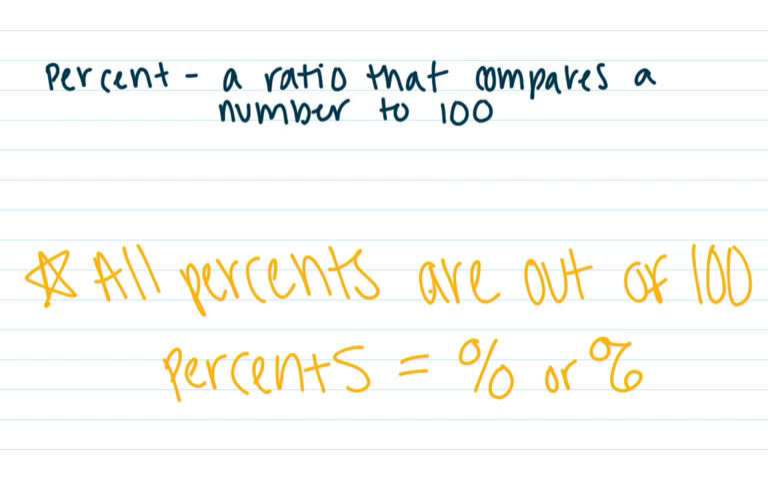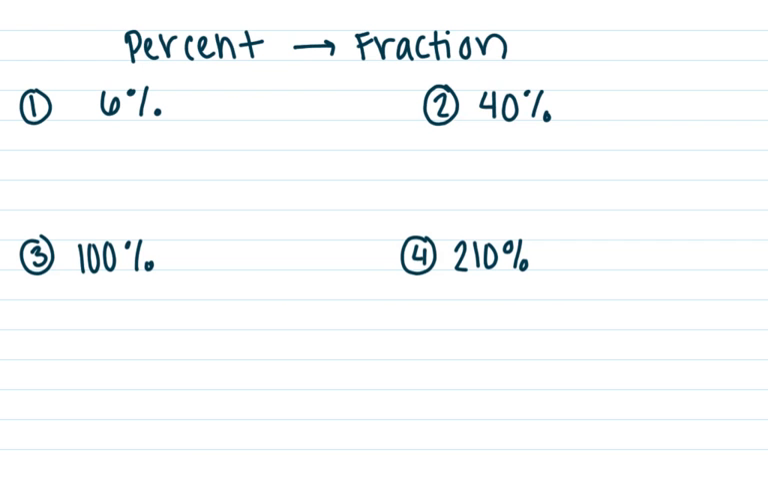So let's go ahead and talk about our specific lesson today, which is taking percents and turning them into fractions, and then taking fractions and turning them into percents. We're going to start with taking a percent and turning it into a fraction. Just as a reminder, the most important information about percents is that all percents are out of 100. So to turn a percent into a fraction, I am going to take my percent and write it out of 100, or over 100.